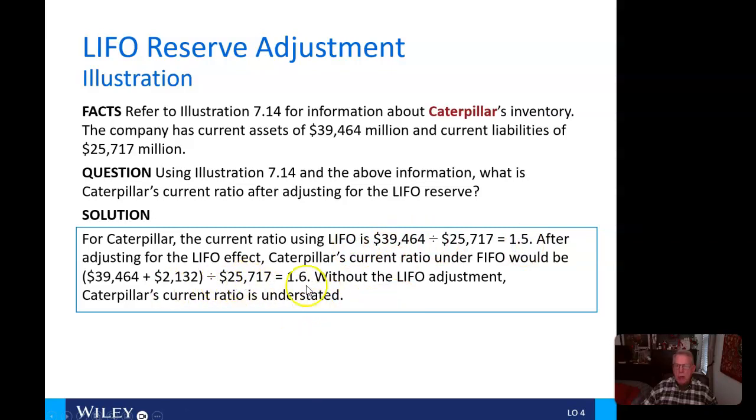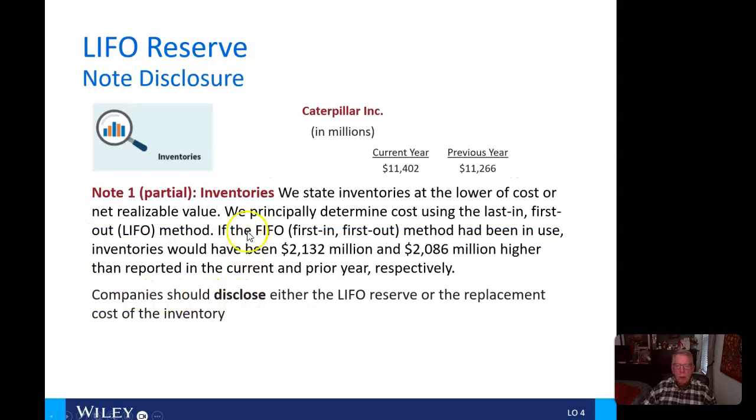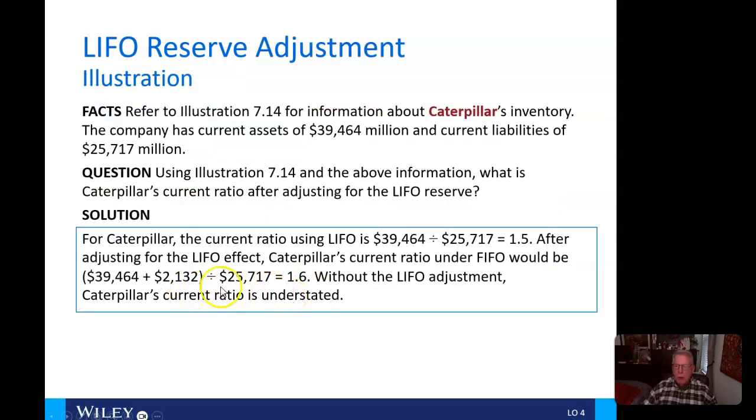But then if we adjust for the current ratio under FIFO, we'll just make the adjustments that we found over here, 2,132,000 here, and add that to the 39,464 here. And that comes out to 1.6. Without the LIFO adjustment, Caterpillar's current ratio is understated.